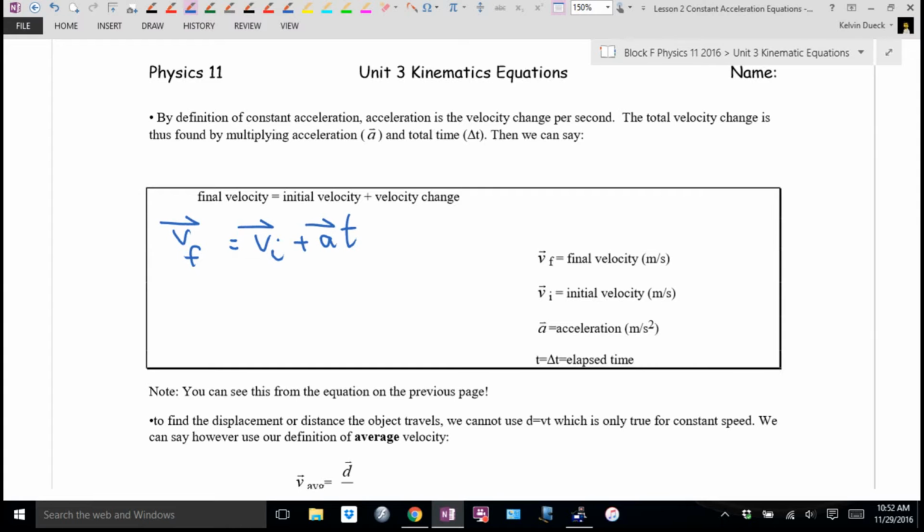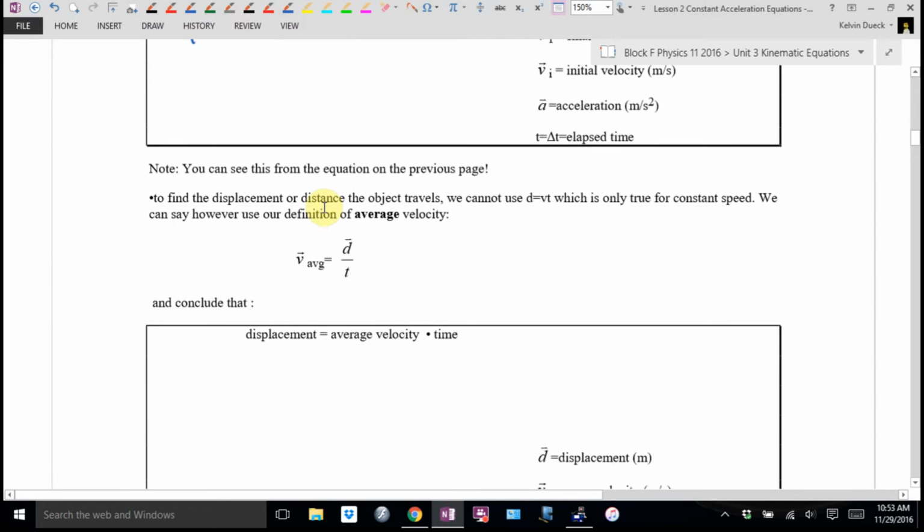What we want to do today is say, what if instead of how fast, I want to know how far? I want to bring in distance. And then I'm going to see what new equations we can generate. So, to find displacement or distance, we can't use this equation because this is only true if you're not speeding up or slowing down. However, I can use displacement equals average velocity times time.